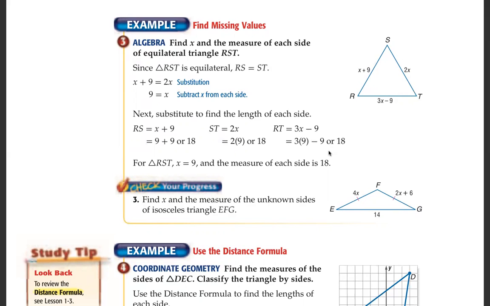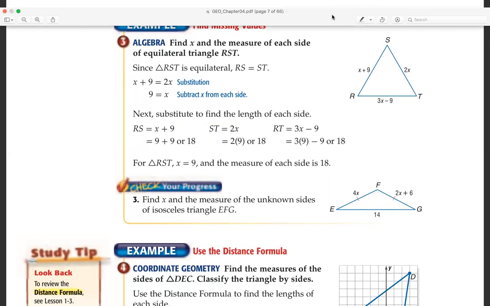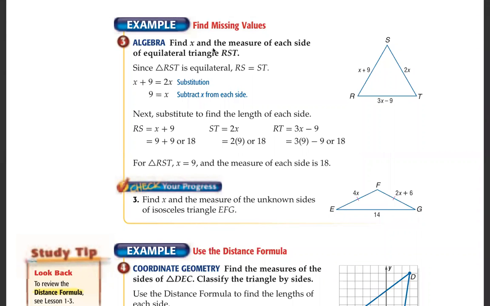So we have here an algebra problem. Find x and the measure of each side of the equilateral triangle. We have to take note of the terms used, because those terms will give us an idea on what kind of problem we are dealing with. So in number 3, we're dealing with an equilateral triangle RST, a triangle whose sides are all equal.